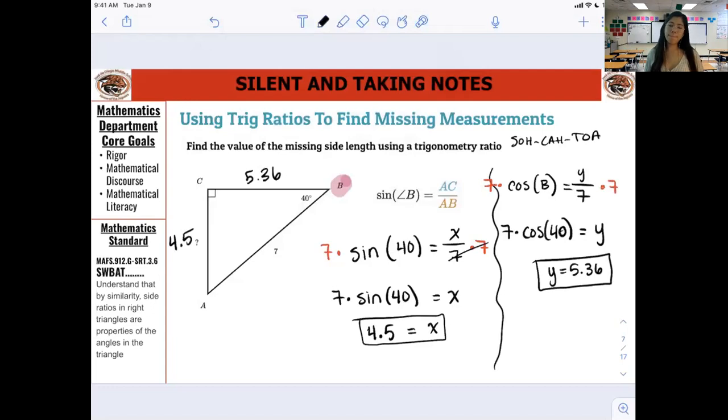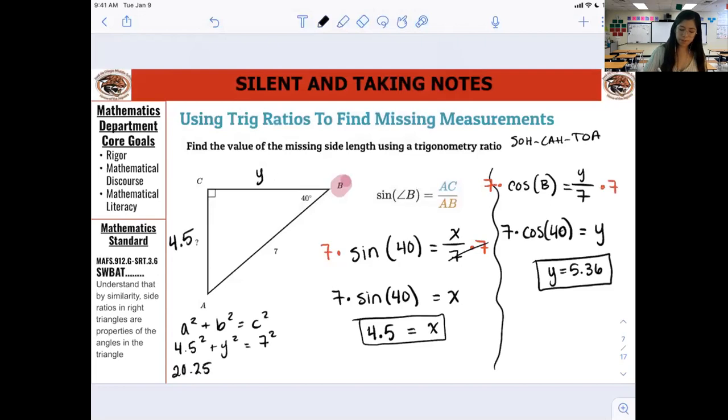Can I do what? The Pythagorean theorem? Yeah, sure. So this was our missing side. I'll call this y, like we were using. So for a squared plus b squared equals c squared, I would use 4.5 squared plus y squared equals 7 squared. So 4.5 squared, 4.5 times itself is 20.25, plus y squared equals 49.